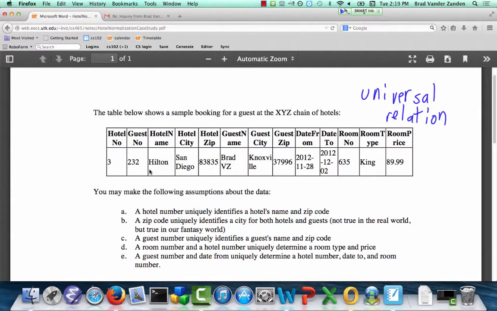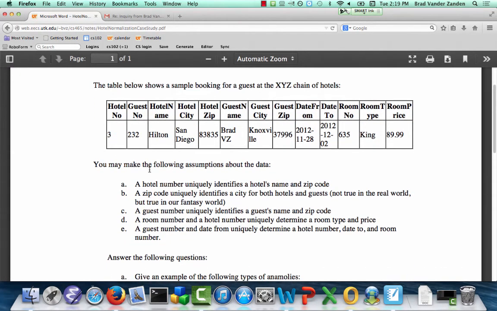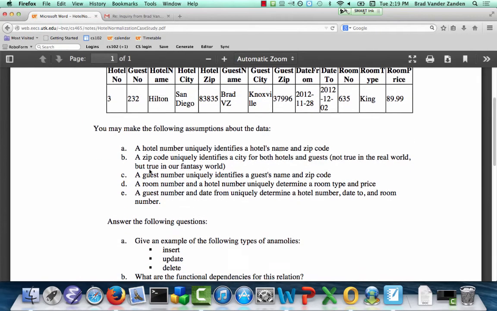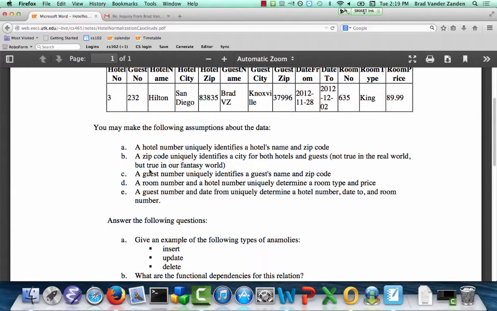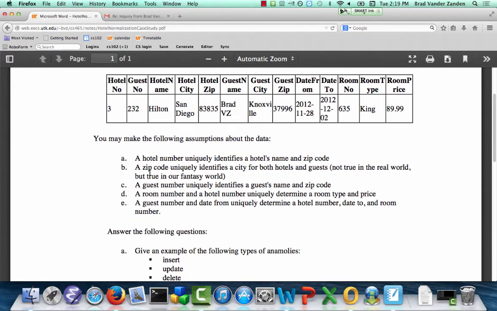So to start with, the question gave you some information about the hotel database and about things you should make assumptions about. And the first thing it asked about is to identify different inconsistencies that this universal relation has. So basically, we want to identify insert, update, and delete dependencies. So what I'm going to do is just call on a few of you and see if you can tell me what would be an example of each. So we're going to start with an insert dependency.